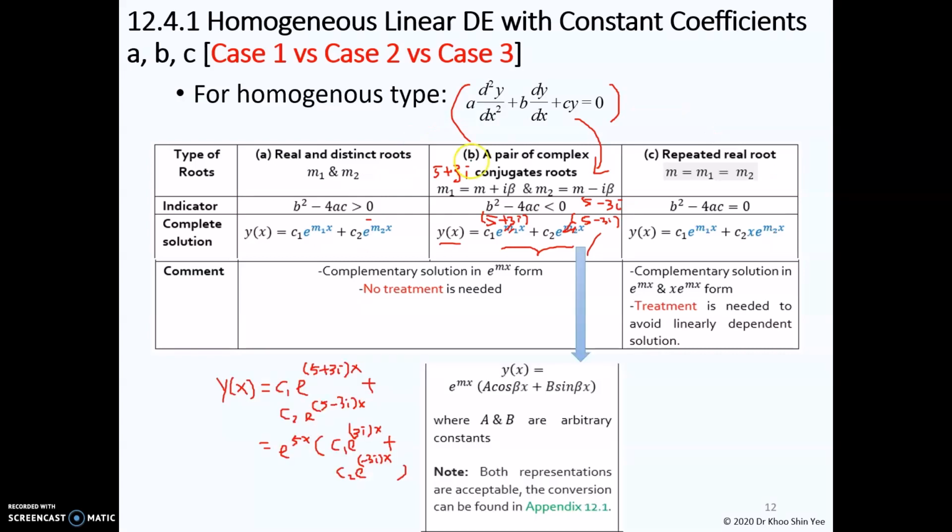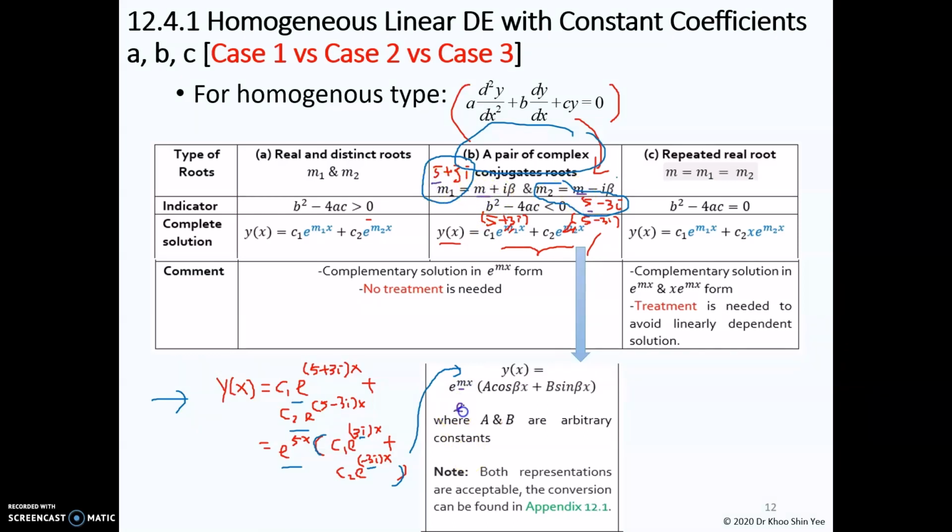And don't forget to apply the treatment. For the second case, where you obtain the complex roots m1 equal to 5 plus 3i and m2 equal to 5 minus 3i, you can write the solution in this format, and the exponential 5x you can extract out, and in the bracket you have the imaginary component. You can further reduce this to the cos and sine format. So this is another alternative way to represent the solution in the second case. Your m is equal to 5 in this case.